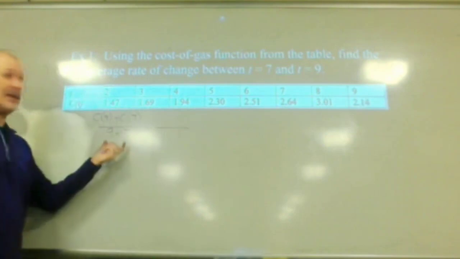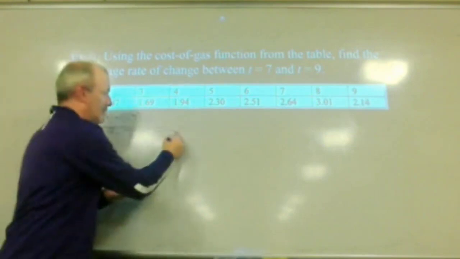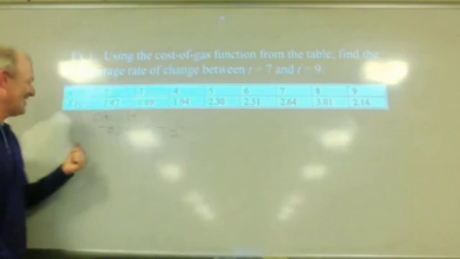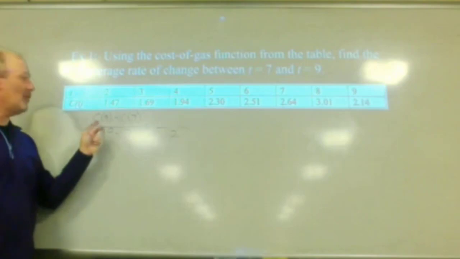So on the bottom, we get 9 minus 7 is 3. That's right. You can say it. I'm getting more hand signals. Okay? Looking at our table, what is c of 9?